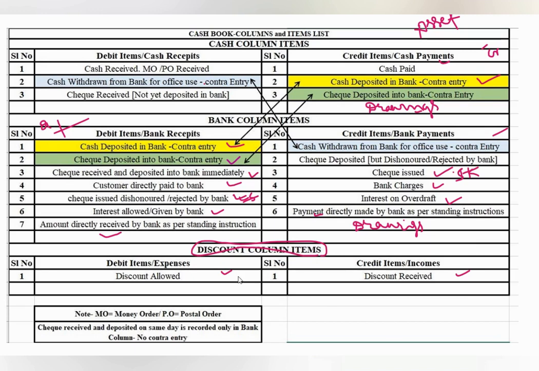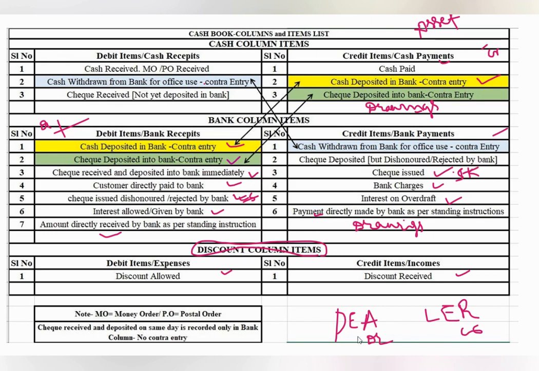Okay, next. When it comes to discount, we have two types of discount, discount allowed and discount received. As per the DEALER concept, which I have already taught you, D for drawings, E for expenses, A for asset. DEA should have a debit balance. LER: L for liability, E for equity or capital, R for revenue or income. These are credit items which we record in the trial balance, right?